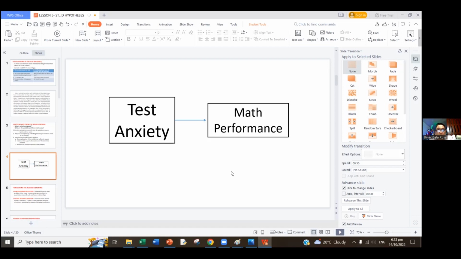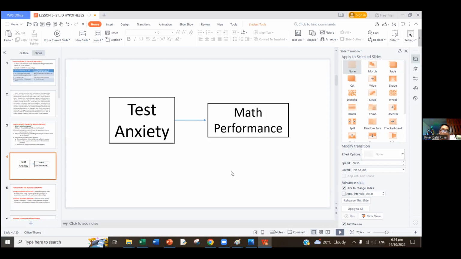Pero nung habang nagdi-discuss, naintindihan niya. Nung nagtanong si teacher ng sino ang volunteer, pumunta pa sa board, nag-solve pa. Nung nagkamali, okay lang, na-correct niya. Pero bakit pagka mag-a-announce na ng exam, tumataas na yung anxiety? So ang question natin ay, does anxiety in taking the test relate to the actual math performance?